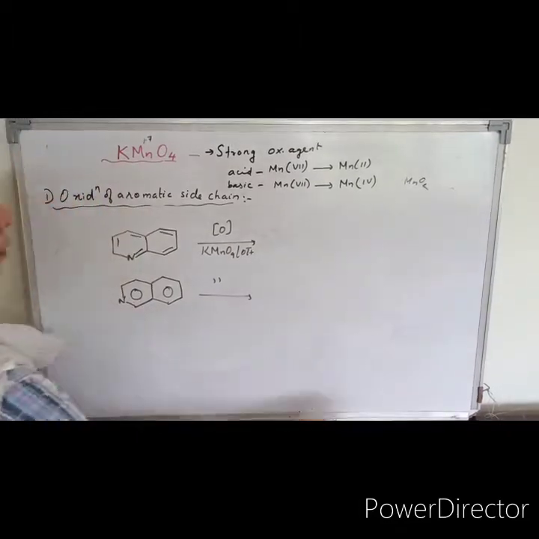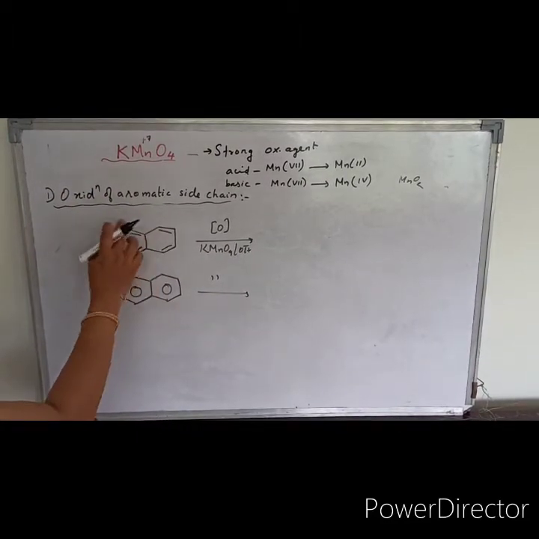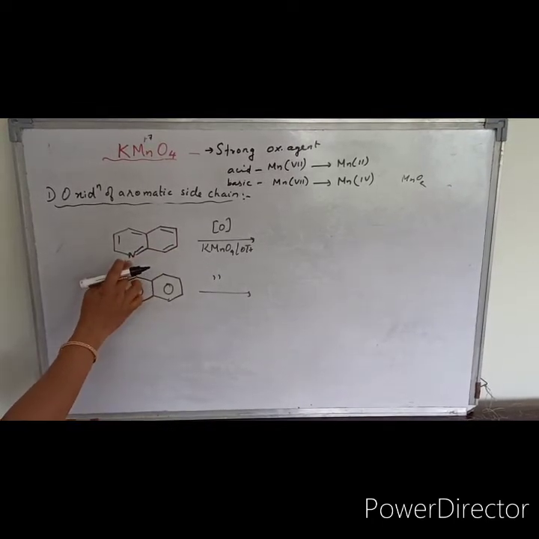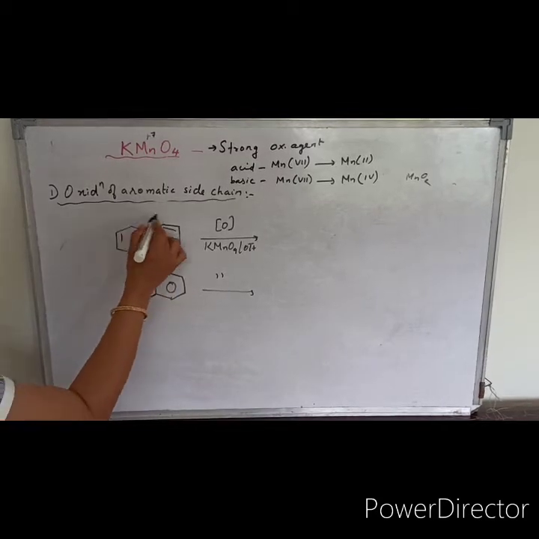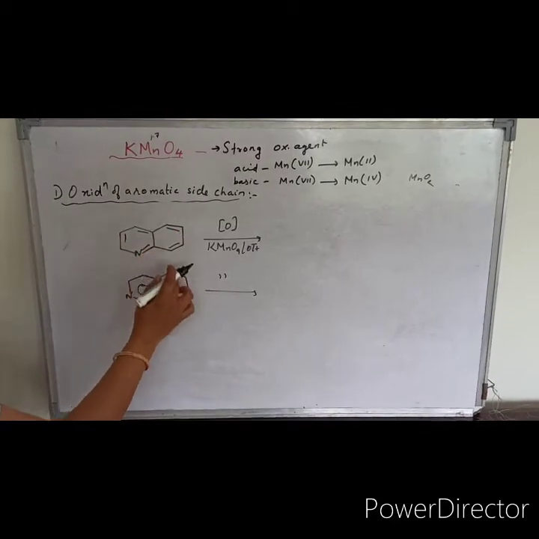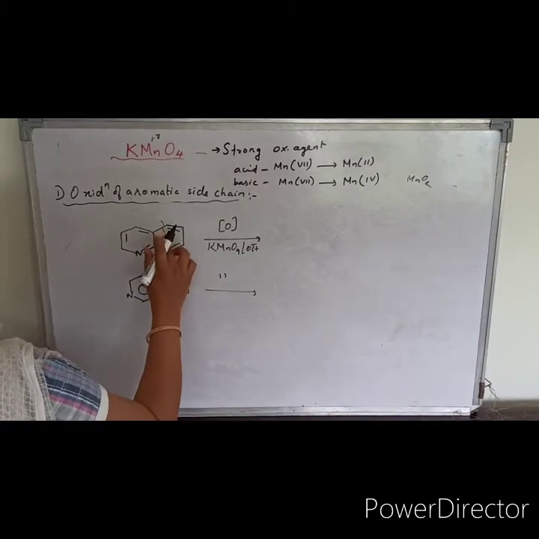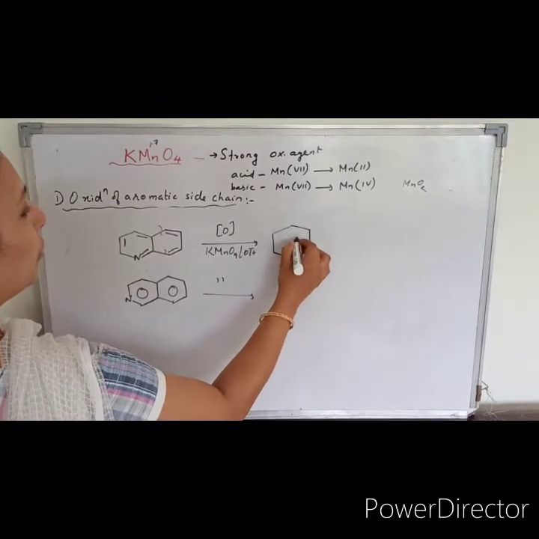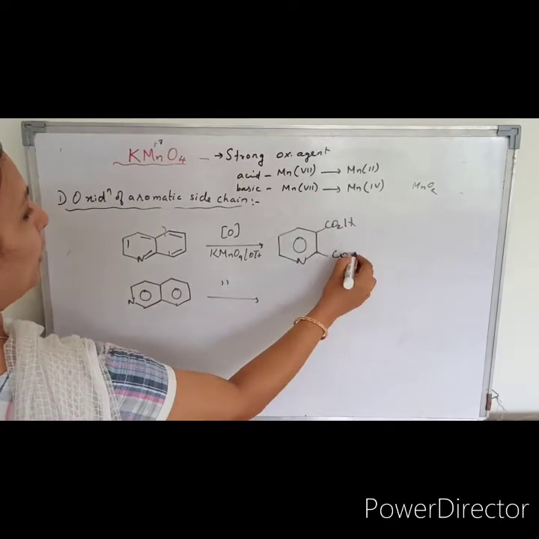But if you have a fused heterocyclic ring system attached to the benzene ring, this is a pyridine ring attached to a benzene ring. If the heterocyclic system is fused with the benzene ring, the benzene ring will be oxidized. So this position, the ring, will be oxidized, and you will get CO2H, CO2H.